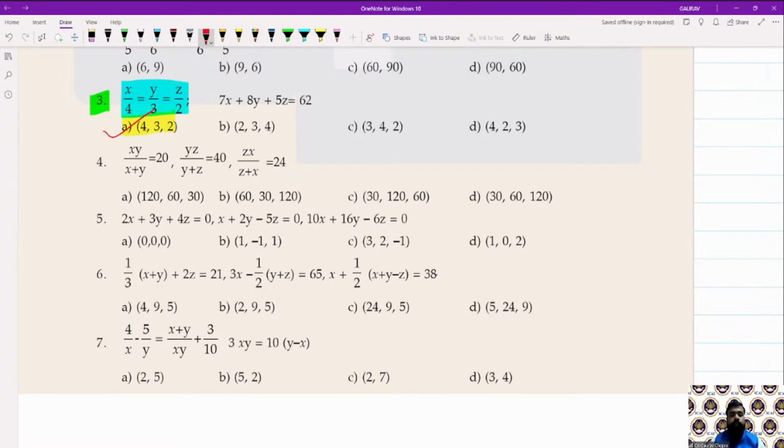Then let's try the fourth one. xy upon x plus y, yz upon y plus z, zx upon z plus x. 3 equations are there and now we have to see which one is able to satisfy all of them. So try with option 1 first. So 120 and 60. If we try 120 into 60 upon 120 plus 60, which is 180, equals 20. So whether we are getting 20 or not, let's see. 0 and 0 are getting cancelled. Then 120 and 6, again we can cancel. So we are getting 40. And on the other side we have 20. So both are not equal. Option number A is incorrect. So in this way, let's check other options also.